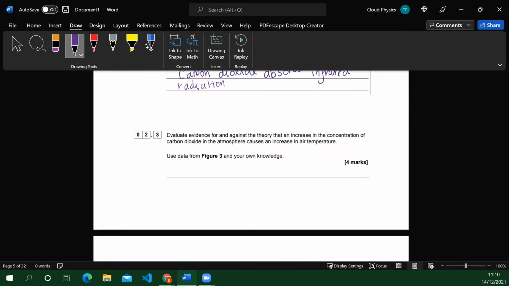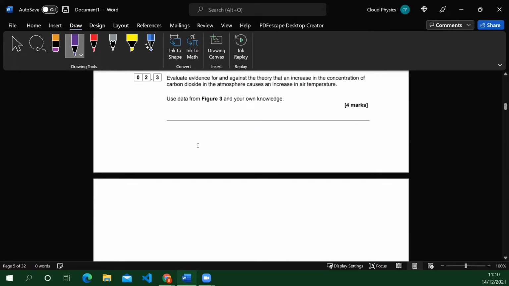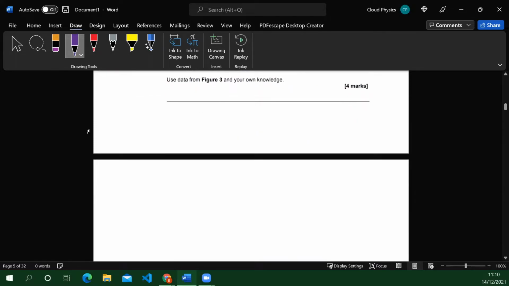Evaluate evidence. Yes, this is what I thought they were going to ask about. Okay, evaluate evidence. This is 4 marks, not 6 marks. They're not quite as involved as the neurone question. Evaluate evidence for and against the theory that an increase in the concentration of carbon dioxide in the atmosphere causes an increase in air temperature. Use data from figure 3 and your own knowledge. Right, let's do a for and against then. So for the theory that carbon dioxide causes an increase in air temperature.